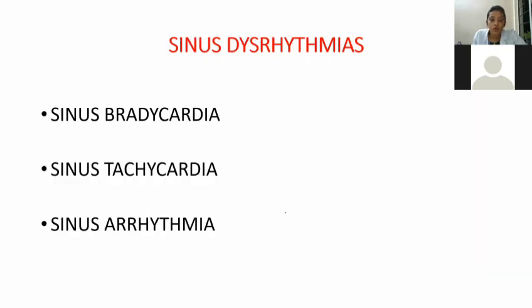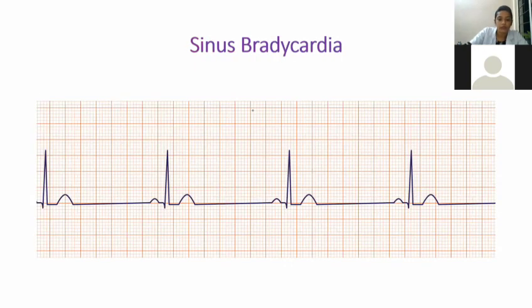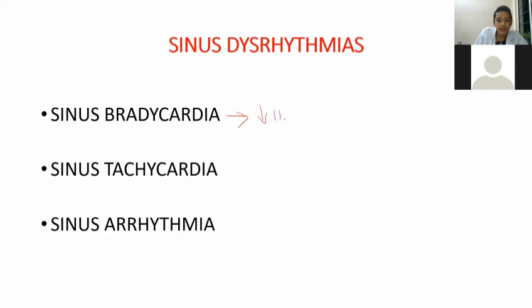Next, we are moving on to sinus dysrhythmias. There are sinus bradycardia, sinus tachycardia, and sinus arrhythmia also. So you have to compare the ECG with the normal sinus rhythm criteria. In sinus bradycardia, what will be there? In sinus bradycardia, there will be decreased heart rate. Decreased heart rate will be there, but all other criteria of normal sinus rhythm will be followed.